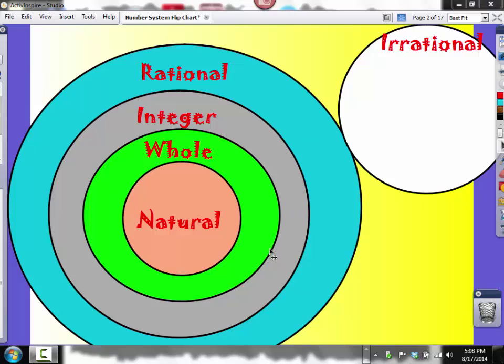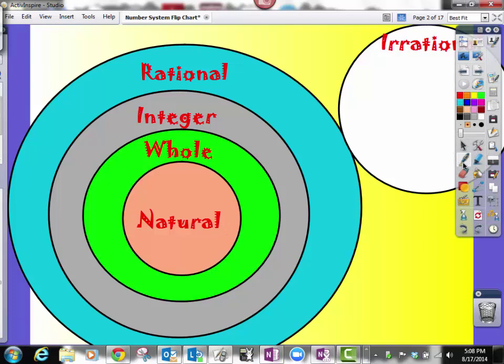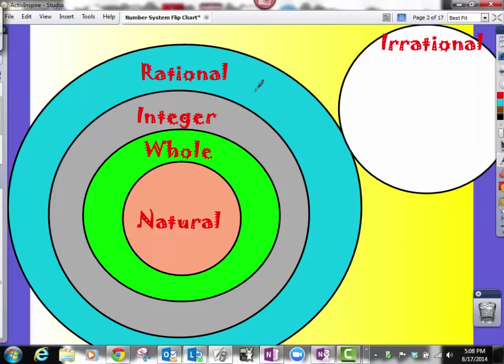We've got our natural numbers. If you'll notice, all 4 of these, the natural, whole, integers, and rational, kind of all go together. But then if you look over here, you have your irrational. These are all terms that we need to know. They're called subsets. They go together except for irrational. The way I remember that is this: if you're being irrational about something, you can't be rational at the same time. So that's why you see irrational out here and rational and all the other ones over here.